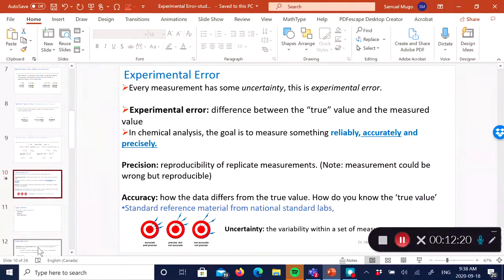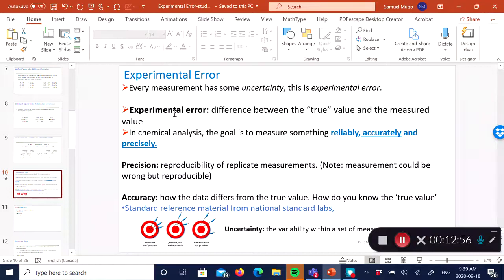So experimental error: every measurement has some error in it. It has some uncertainty. And so experimental error, quantitatively, is the difference between the true value, and we have to talk a little later about how you know the true value, when you've already said that every measurement has some uncertainty. So the difference between the true value and the measured value is what you refer to as experimental error.